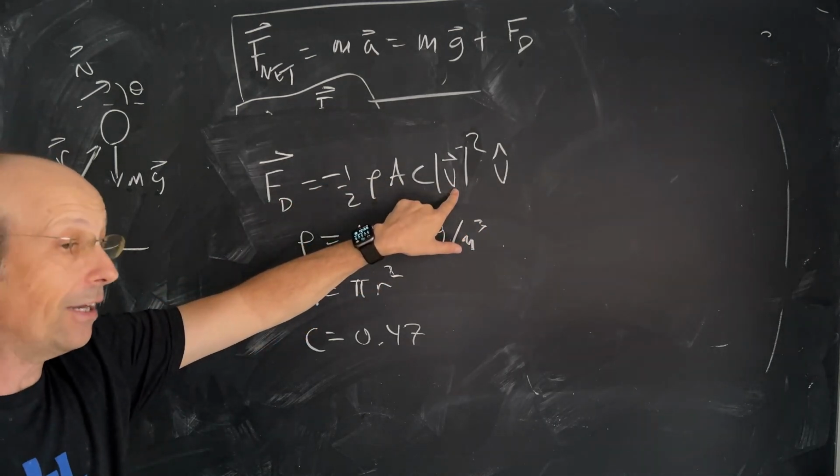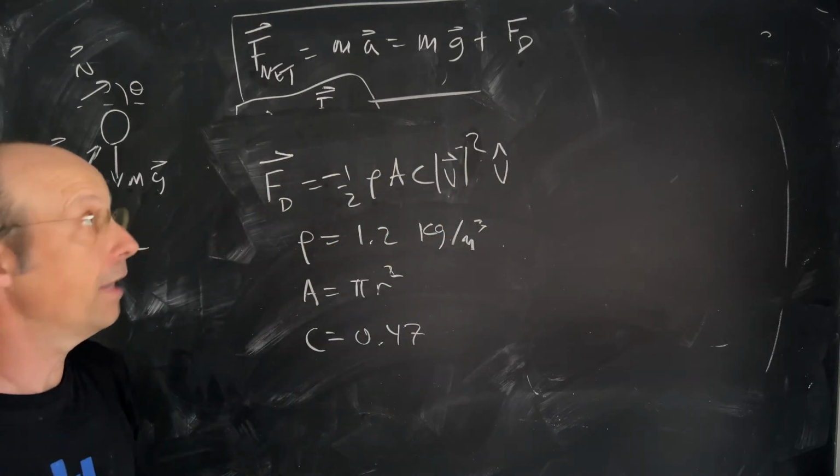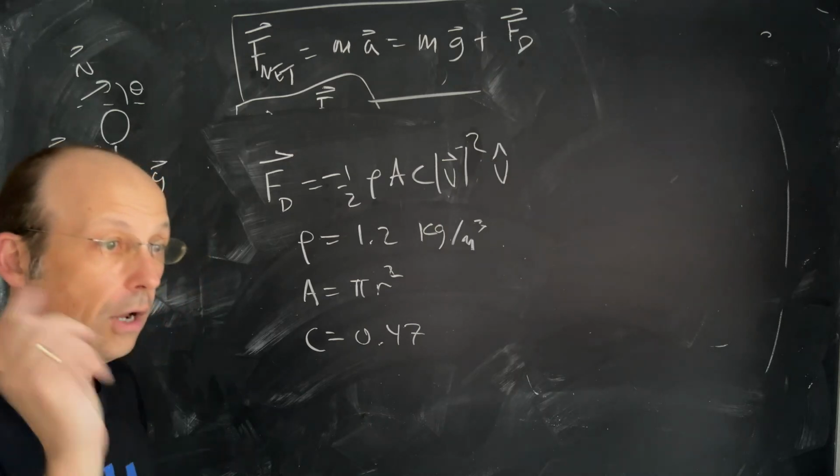I'm going to take the magnitude and square it, and then this whole thing is a scalar, and that makes it a vector. And then this becomes a vector, and I can add it in. So that's what we're going to do going back to Python.